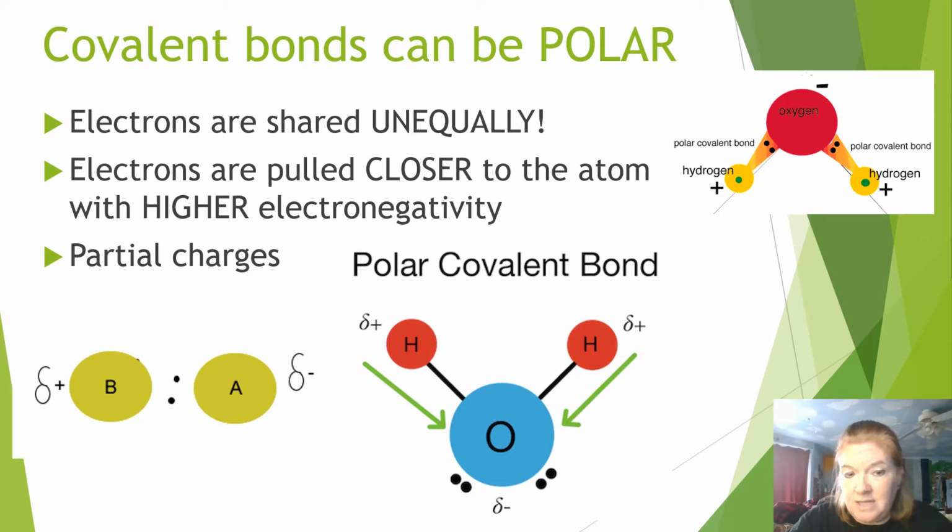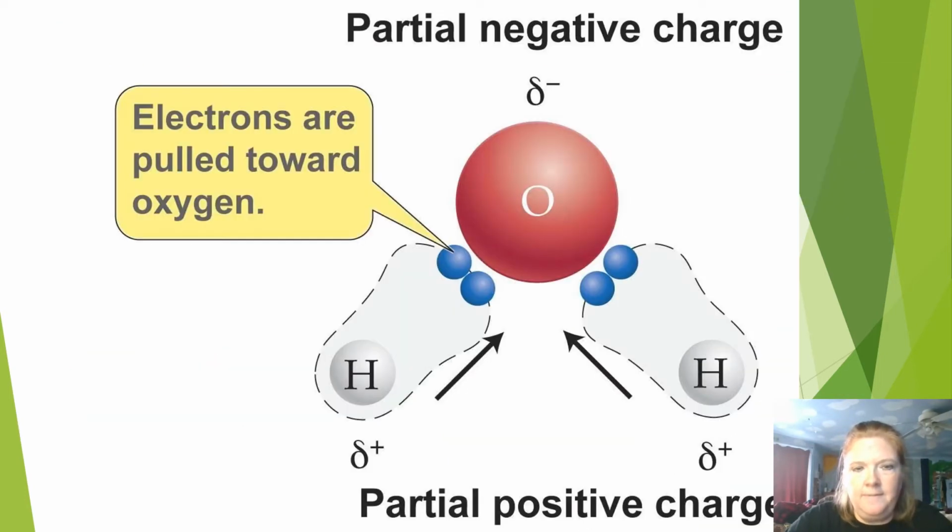Here's again a demonstration. The partial negative means the electrons are pulled closer, so that atom will have a partial negative charge. The atom that has a higher electronegativity pulls the electrons stronger.